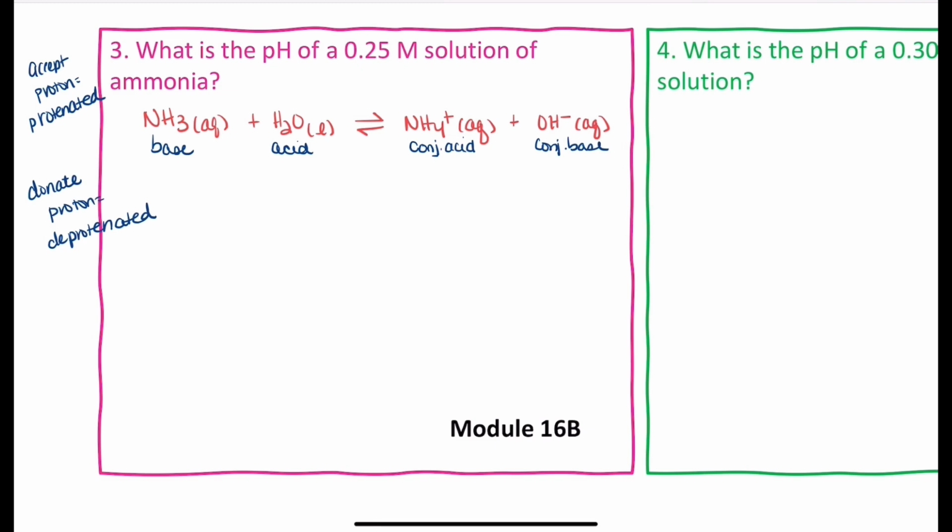Ammonia is the base, its conjugate acid is ammonium. In this case, water is acting as an acid, and its conjugate base is hydroxide. We know from the previous question that our Kb value is 1.8 times 10 negative 5 for ammonia. So that part's nice. I don't have to do any calculations. I just need to use it straight out.